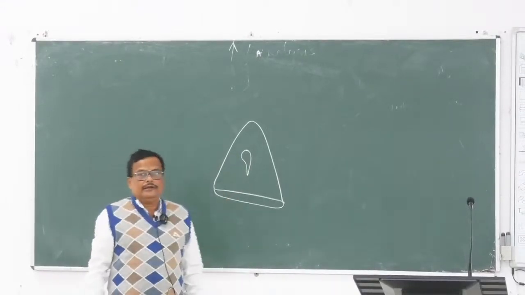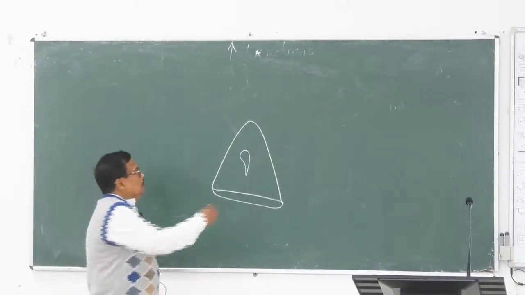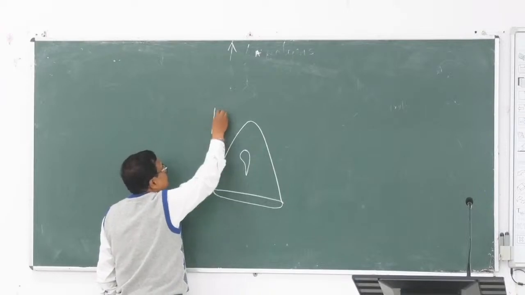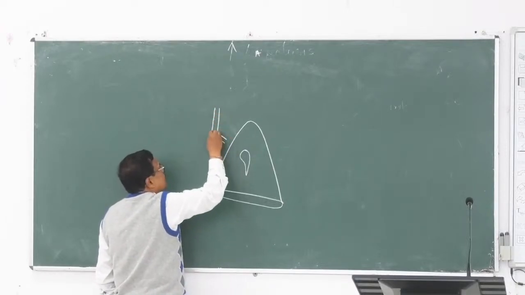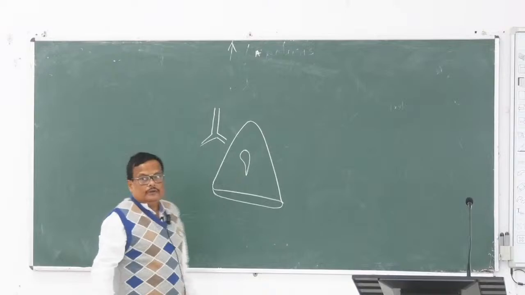So suppose it is the right lung, and you know right lung, the trachea divides into two primary or principal bronchus, right?